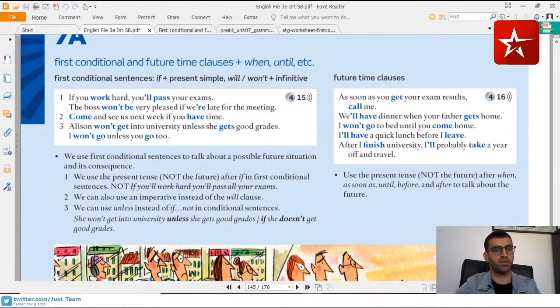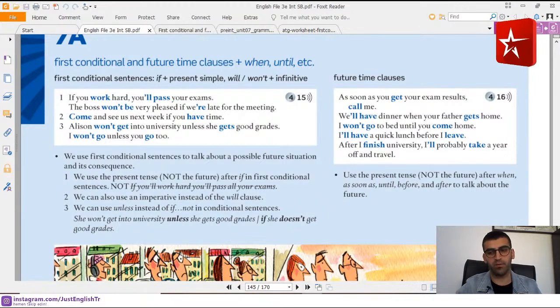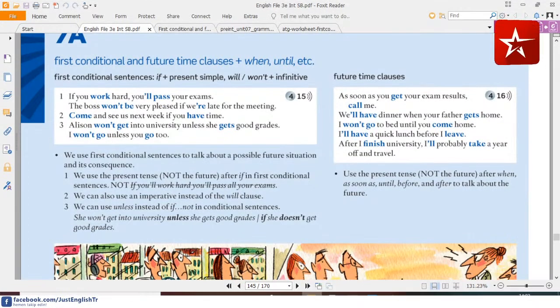Let's start to talk about the first conditional. Why do we use it? We use the first conditional sentences to talk about a possible future situation and its consequence. If you do something, what will happen in the future? What will happen next? As you see from my screen, we have examples here.